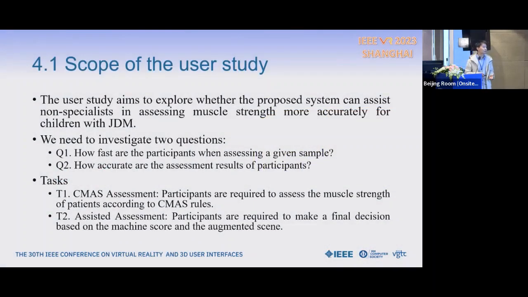The user study aimed to explore whether the proposed system can assist non-specialists in assessing muscle strength more accurately for children with JDM. We need to investigate two questions. How fast and accurate are the participants when assessing a given sample? To this end, we have designed two tasks. Task 1, CMAS assessment, and task 2, assisted assessment. The assisted assessment is under the help of our system, where the CMAS assessment required participants to only use the assessment criteria.